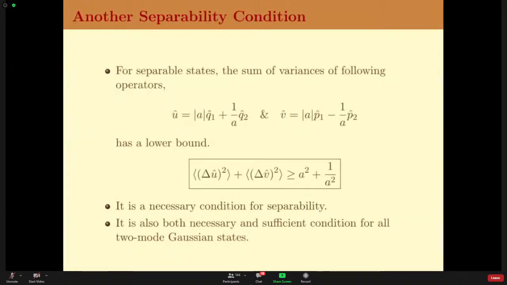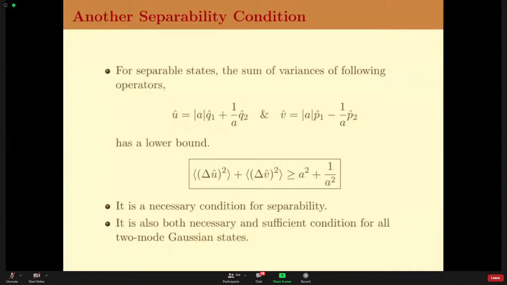Okay. So now I'm going to describe another method. This method was proposed by Duan et al. They considered a pair of operators, which were written in terms of the quadrature operators. And they showed that there exists a lower bound for the sum of variances in the case of separable states. So we have the variance of operator u and the variance of operator v, and for this sum, there exists a lower bound for separable states. This result is obtained using the Cauchy-Schwarz inequality and the fact that the expectation value of a product of operators can be factorized for a separable state. It is a necessary condition for separability, and they also showed that it is a necessary and sufficient condition for two-mode Gaussian states.